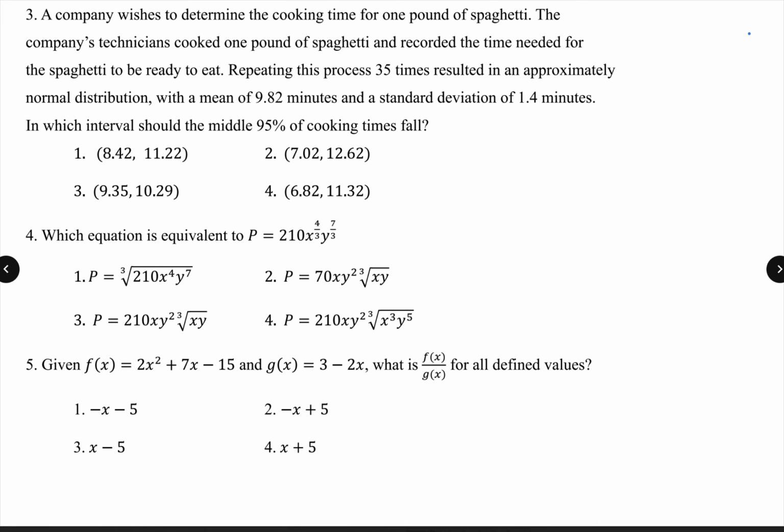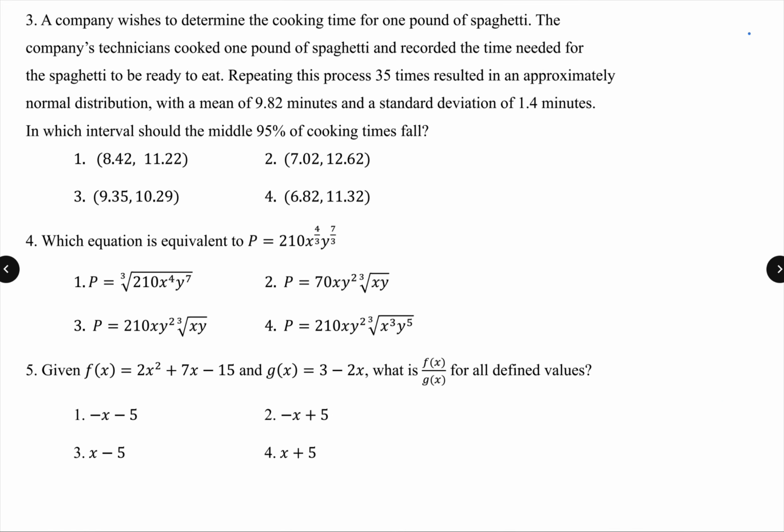Number 3, ooh, spaghetti. I love spaghetti. The company wishes to determine the cooking time for 1 pound of spaghetti. They repeat the process 35 times, so that means they did a simulation. They got a normal distribution with a mean of 9.82 minutes and a standard deviation of 1.4 minutes. In which interval should the middle 95% of cooking times fall?